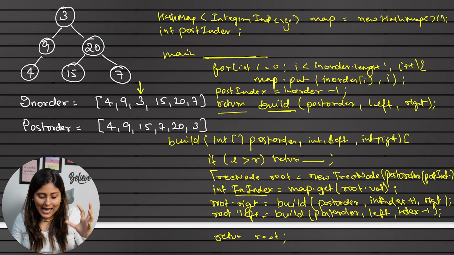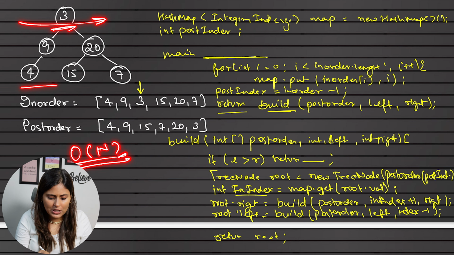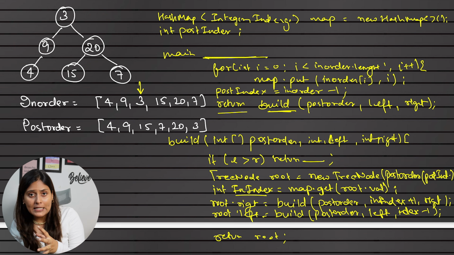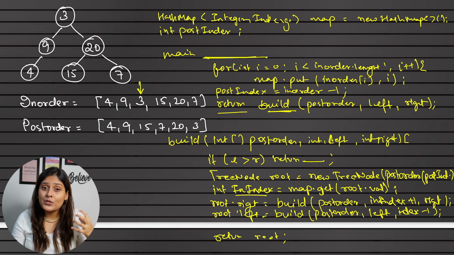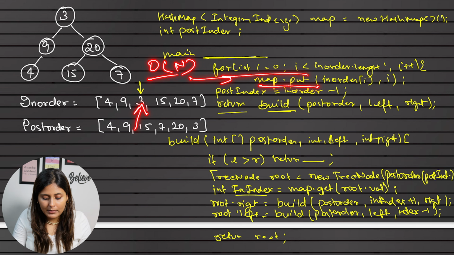Okay. So hence as we are going over every node, the time complexity will be O of n. Space complexity would have been O of height, which is log n, because of the recursive calls. But as we are using a map over here, a HashMap, to reduce the time complexity of finding the index in the inorder, the space complexity will be O of n because of the HashMap.